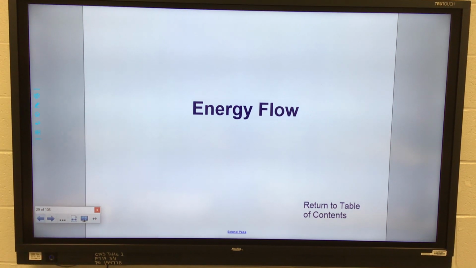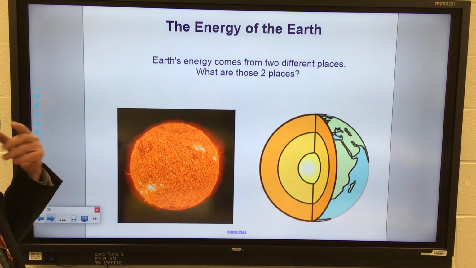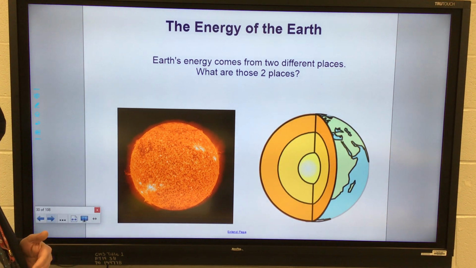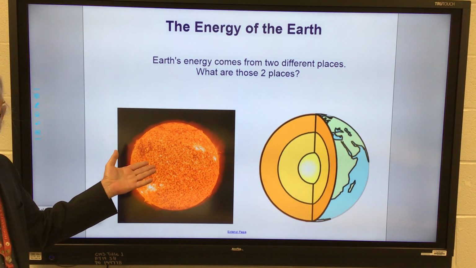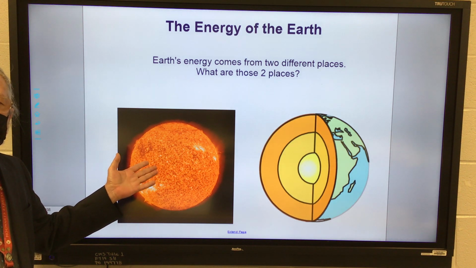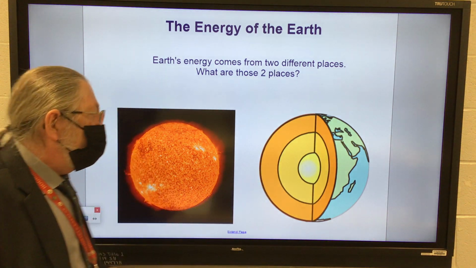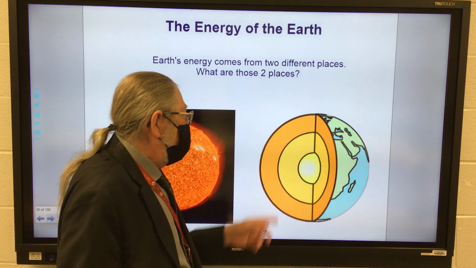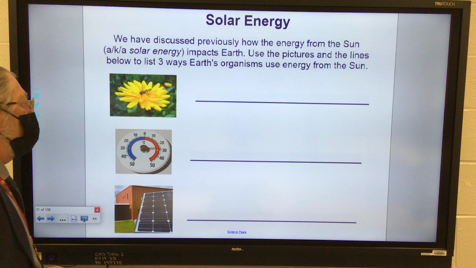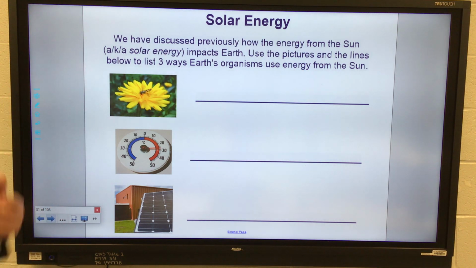Here we go. So we're going to talk about energy flow. And again, let's look right here. The energy of the Earth. Earth's energy comes from two different places. What are these two places right here? The sun. Tell me, Jonathan, for the first one. Tell me here, Laura Lynn, the second one. Inside the Earth, right? There's energy inside the Earth. Good, you got it. Okay, so as we've talked about, energy from the sun, and we call that solar energy, right? Impacts Earth, and we're going to look at these pictures right here.